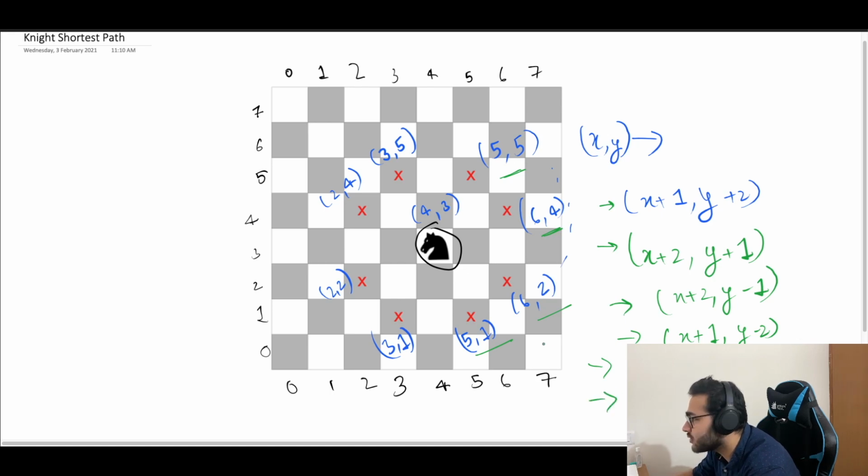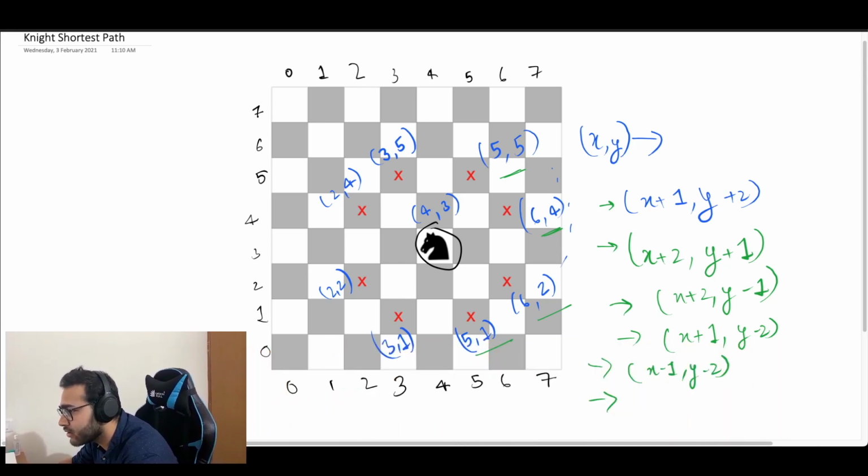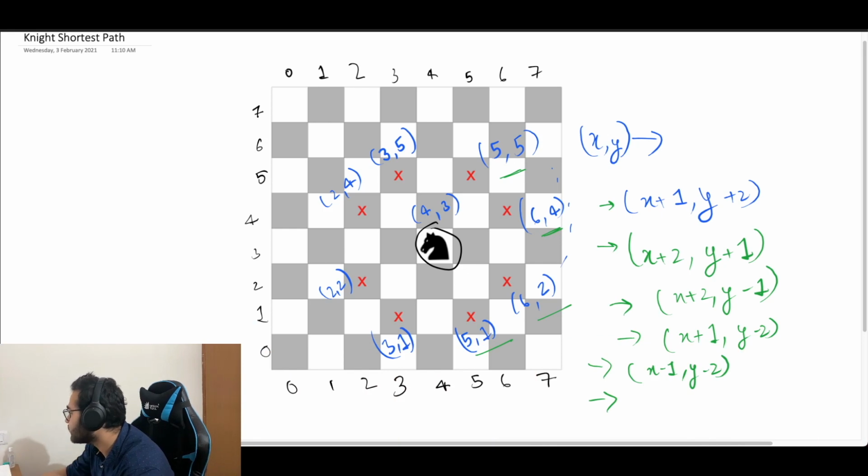Just a second, I think I'm cutting a little bit, so I'll just move my camera to the side. Yeah, better now.